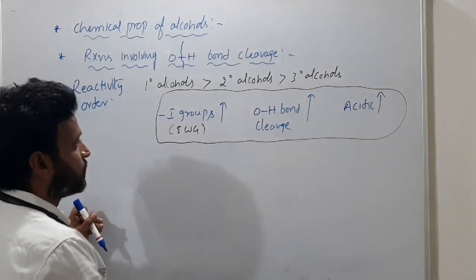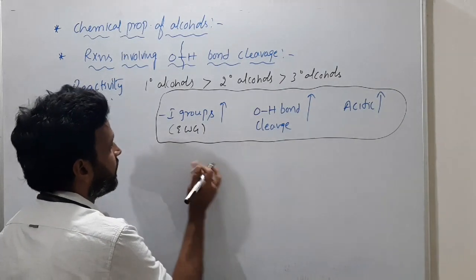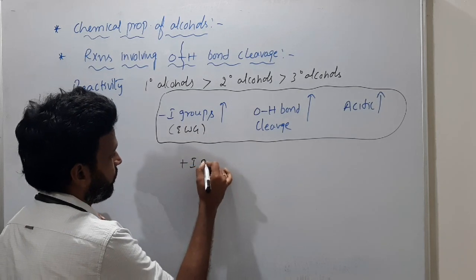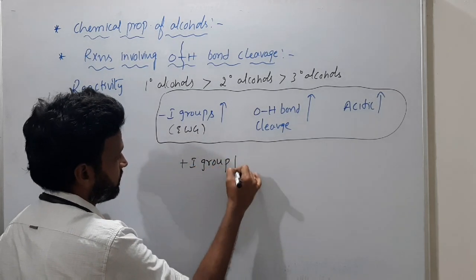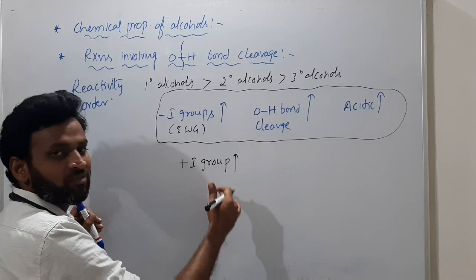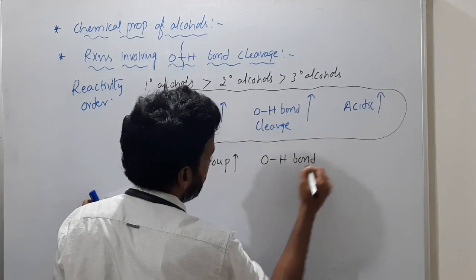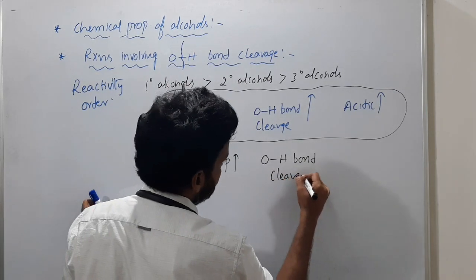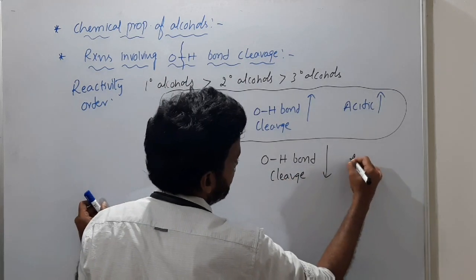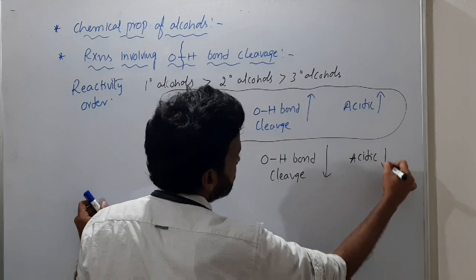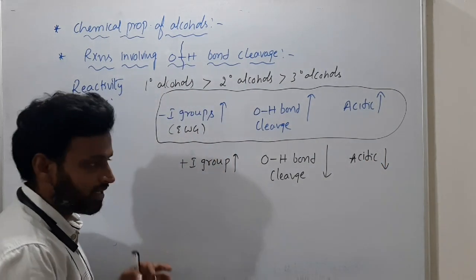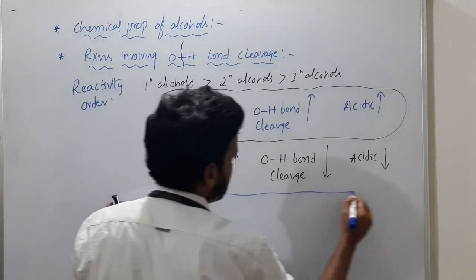Getting what I'm saying? If plus I group is there, or the number of plus I groups increases, then OH bond cleavage decreases. Certainly acidic character decreases. This is a very important point for us.